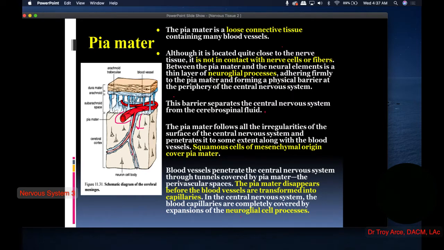And it consists of squamous cells of mesenchymal origin, and it covers the pia mater. The blood vessels penetrate the central nervous system through tunnels covered by the pia mater and the perivascular spaces. The pia mater disappears before the blood vessels are transformed into capillaries. In the central nervous system, the blood capillaries are completely covered by expansions of the neuroglial cell processes.